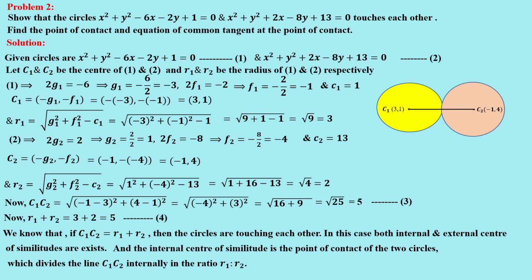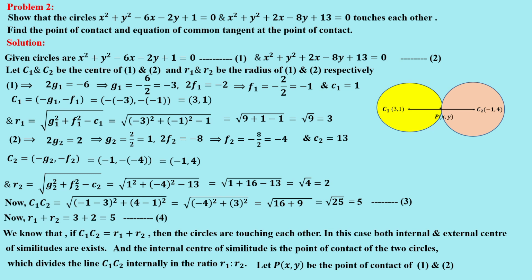This divides C1C2, that is, the distance between the two centers, the line C1C2. So this particular point of contact, the internal center of similitude, divides the line C1C2 internally in the ratio r1 is to r2. Let P(x, y) be the point of contact of the two circles.